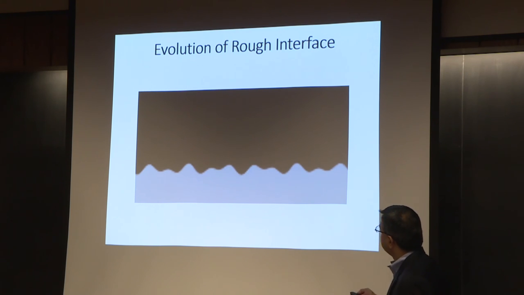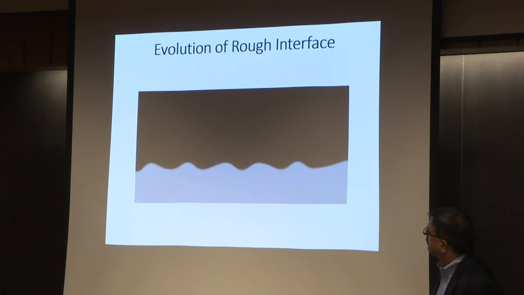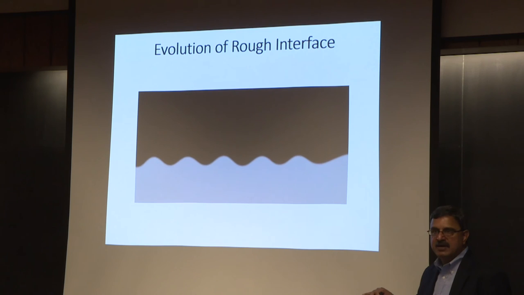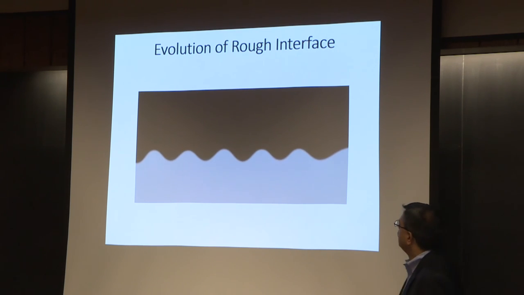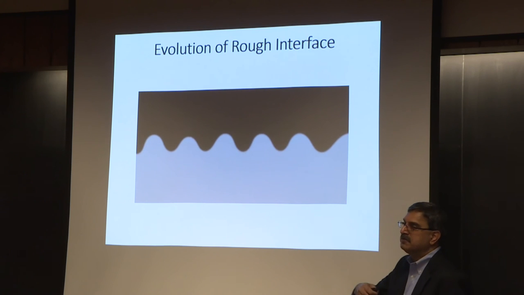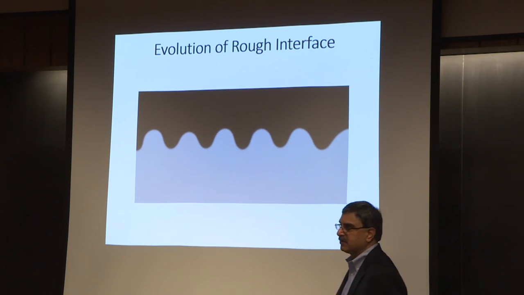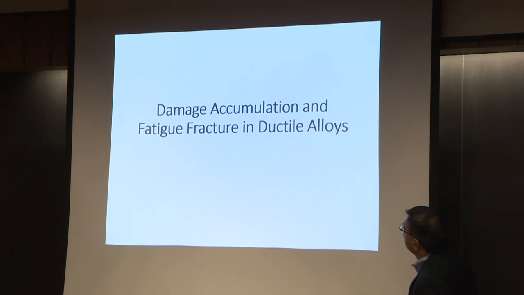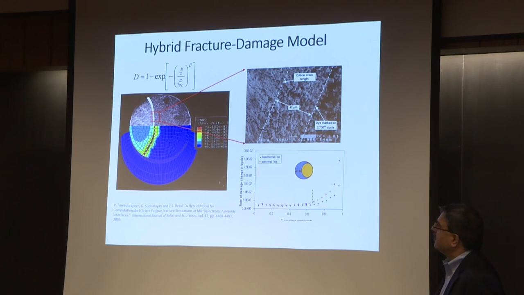And so if I have a rough surface, some wavelengths would flatten, some wavelengths would scallop, and eventually you'll get a stable scalloped interface that explains what we see experimentally when we look at the cross sections of these solder joints. Okay, last, maybe I'll take 2 minutes to explain this and then I'm done.